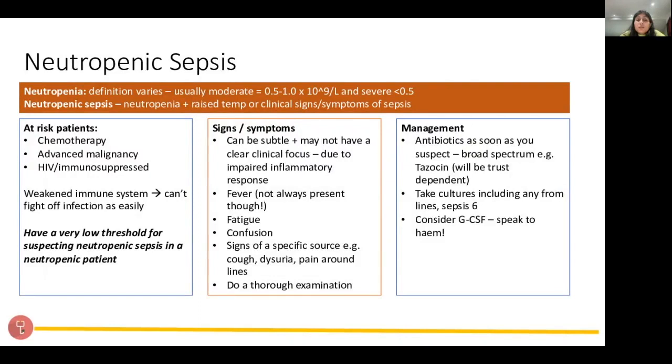And then in some patients, we would also give them GCSF, which you might see named as filgrastim, which is basically just a stimulating factor that people get as subcutaneous injections, and it helps their neutrophil counts recover a little bit quicker than they would otherwise. And obviously call hematology if you've got a patient with neutropenic sepsis.